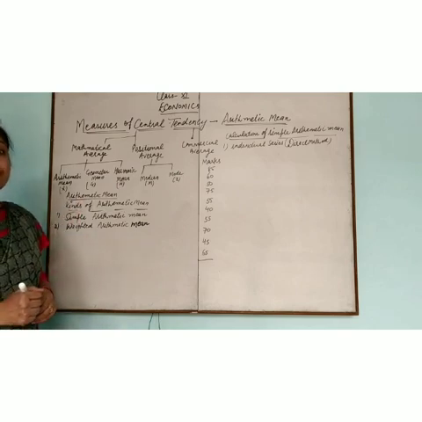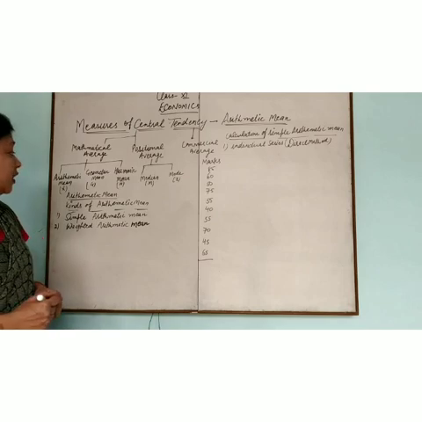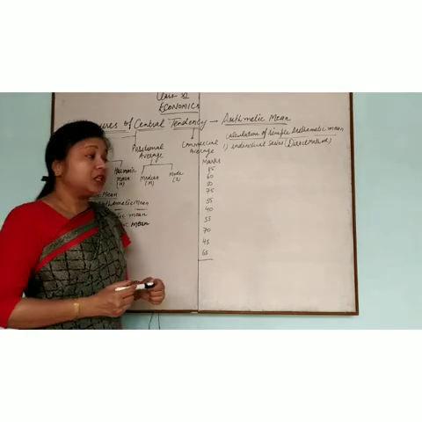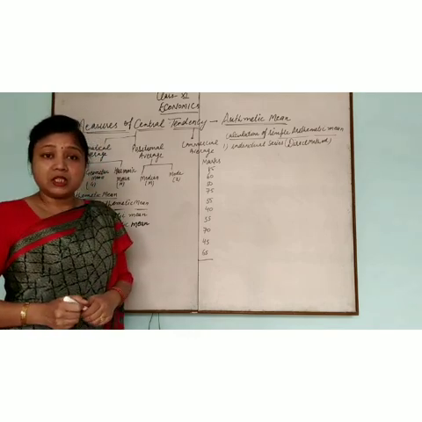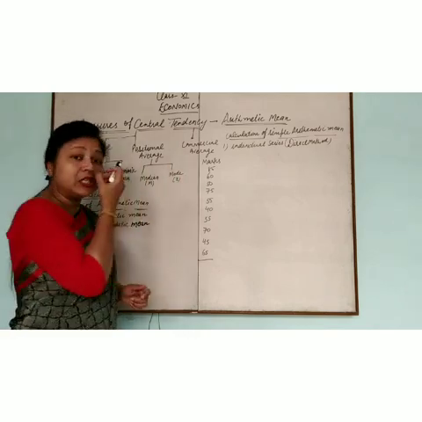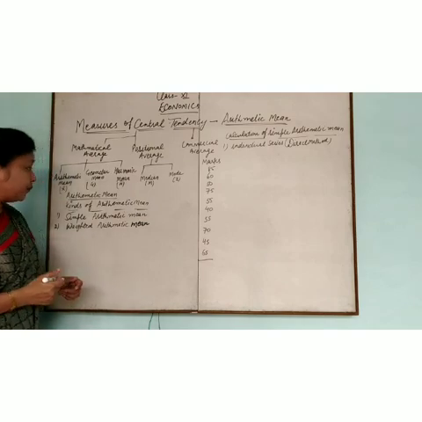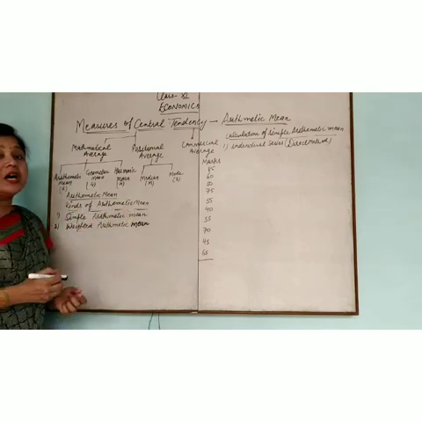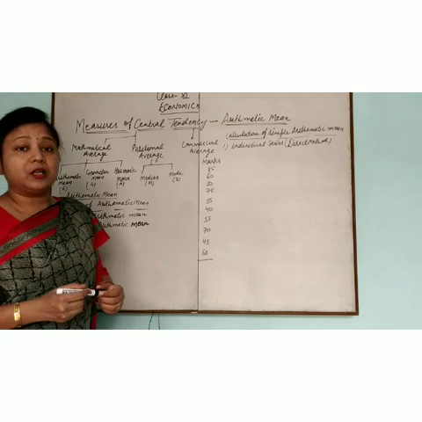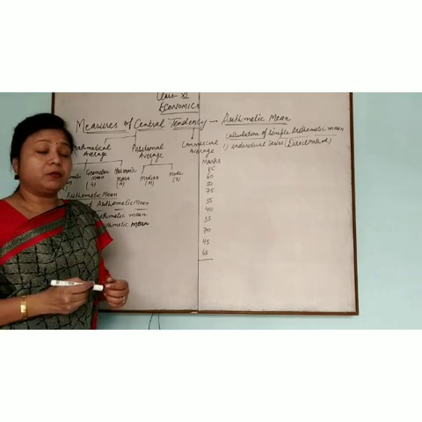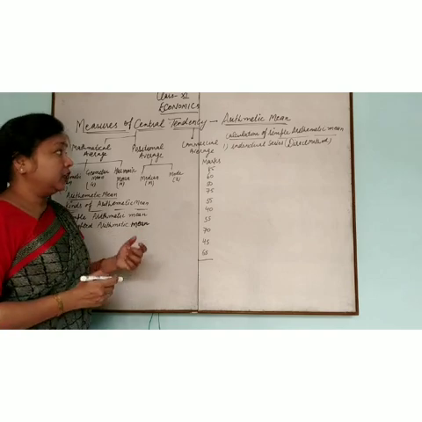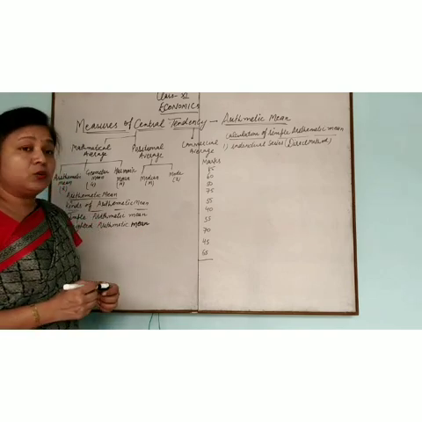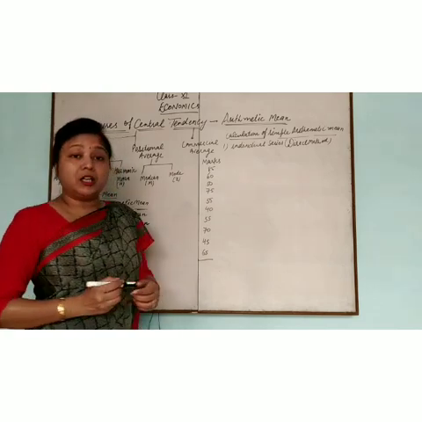What is the meaning of arithmetic mean? Arithmetic mean is that value which represents the whole of the series. A single value represents the whole of the series. Kinds of arithmetic mean: it can be calculated as simple arithmetic mean or the weighted arithmetic mean. So, first of all, we will calculate the simple arithmetic mean.